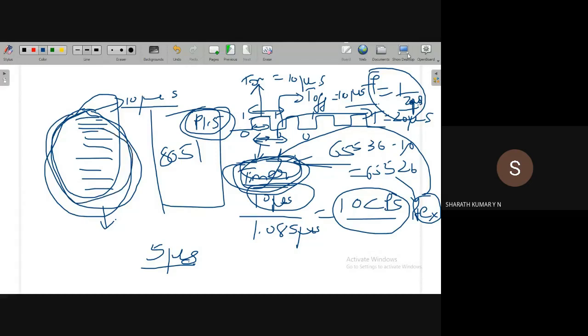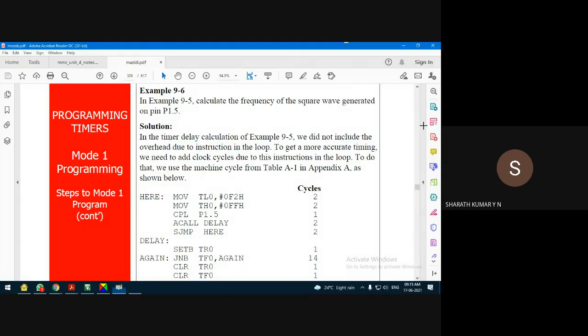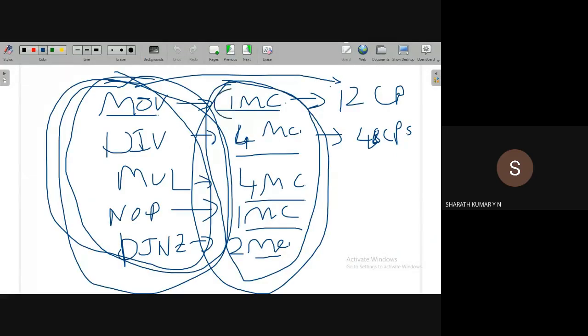Okay, so let us look into that program now. Yeah, so in the delay calculation that we discussed in the last class, we did not consider the overhead due to instructions in the loop. Guys, what is the meaning of this overhead? Just now we have understood that each instruction execution takes some time.